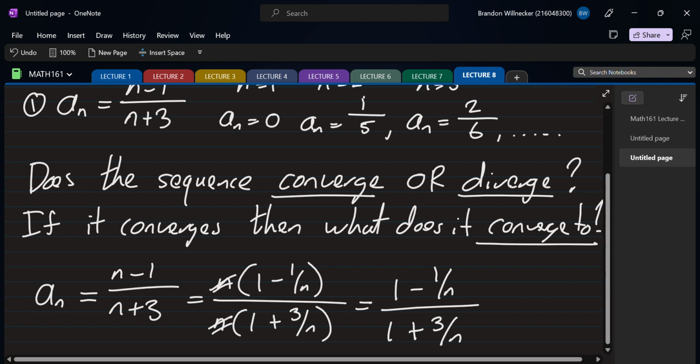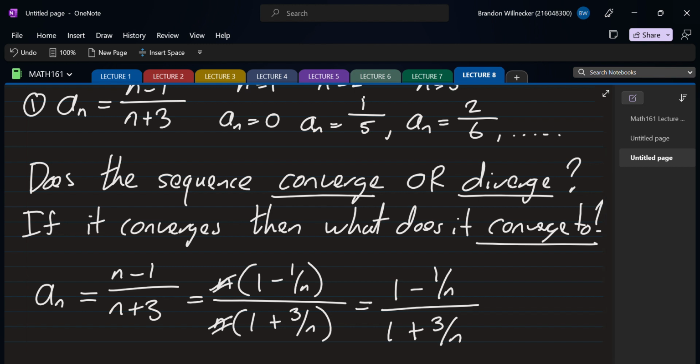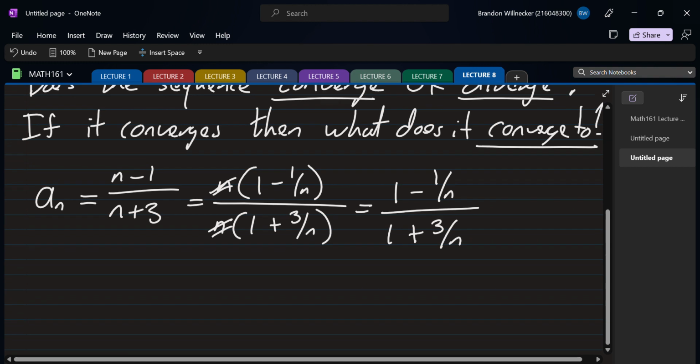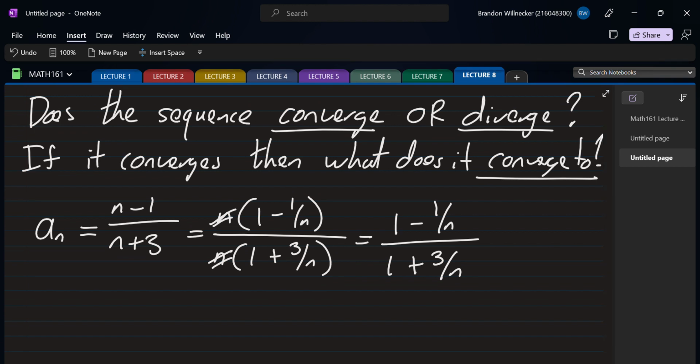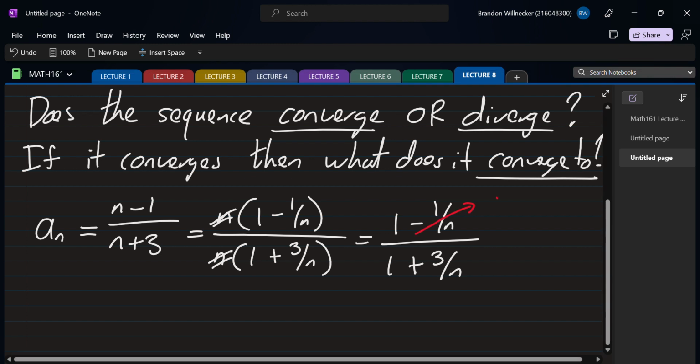Now we can use our limit properties. So we've got a quotient. So let's look at the top and let's look at the bottom and see, can we take the limit of the top? Can we take the limit of the bottom? And is it finite? Is the bottom 0? Things like that. Okay, so let's look at the top. If n gets very, very large, then 1 over n is going to get very, very small. And in the limit, this is going to approach 0.